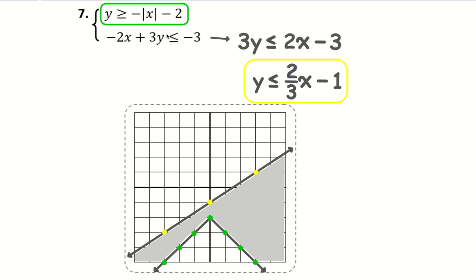Now this one is a line. It doesn't have absolute value. So you solve it for y, and then you get your y-intercept of -1, your slope of up 2 over 3, and it's a solid line, and you're going to be shading below the line because of the symbol. And then the final shading for your final answer would be this area, basically in between the V and the line.